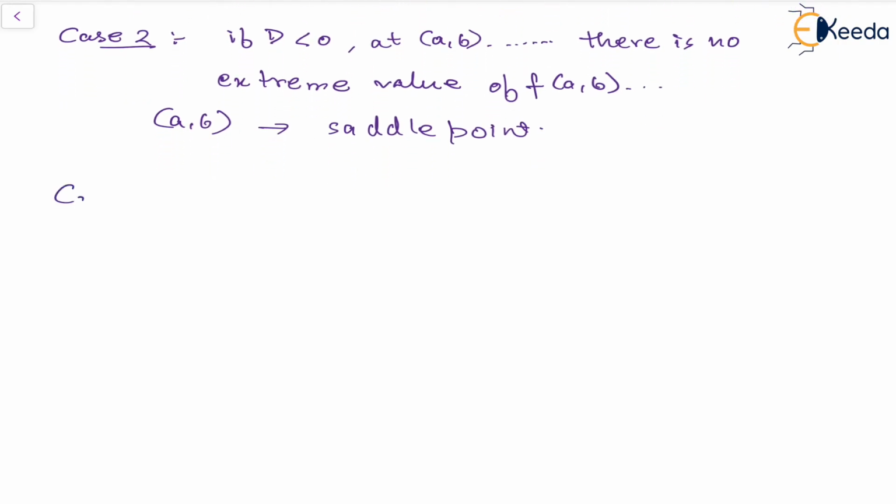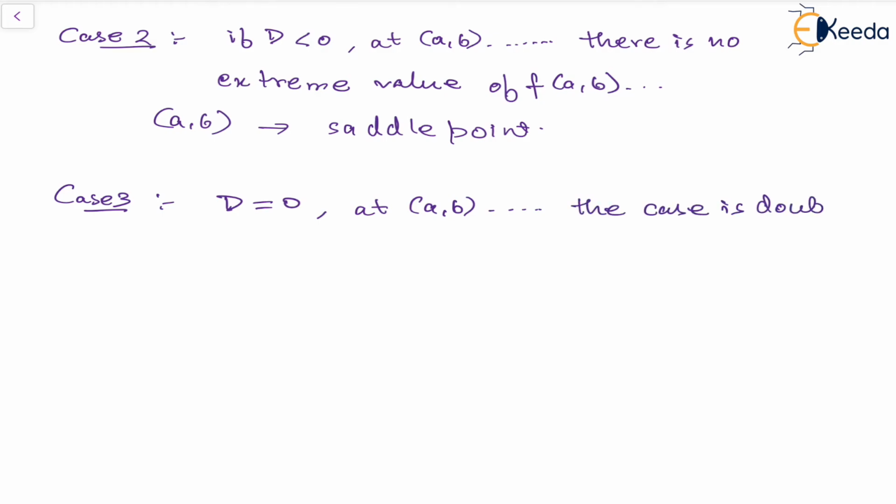Case 3 says if discriminant becomes equal to 0, then at (a, b) or any such pair, the case is doubtful and it needs further investigation. So basically, if discriminant comes out to be 0, this method fails and we cannot find whether this is going to give a minimum value or a maximum value. So we will have to do some other investigations on this.